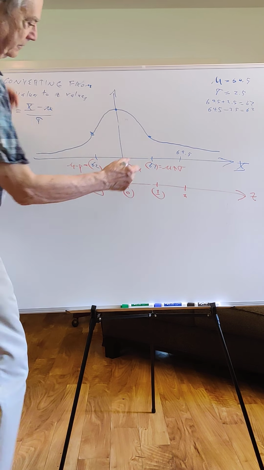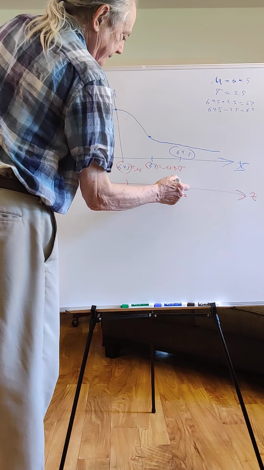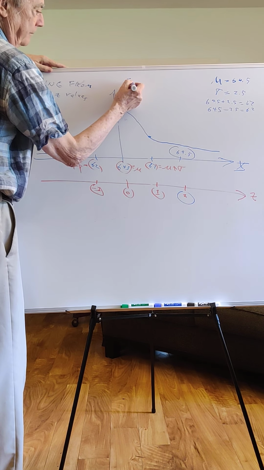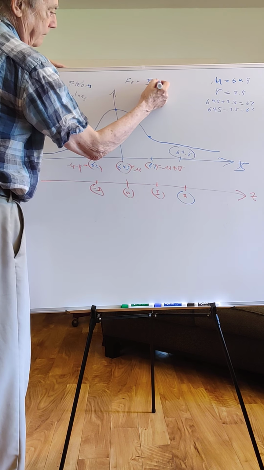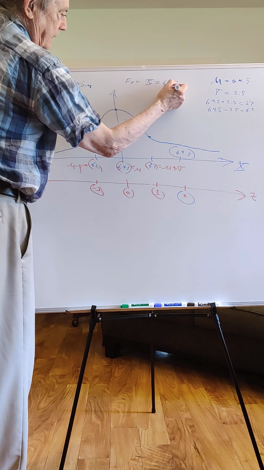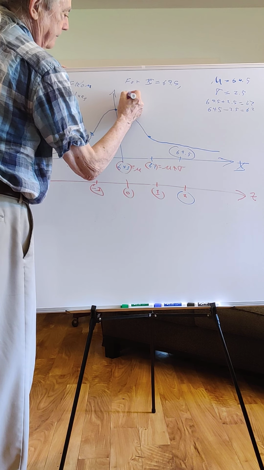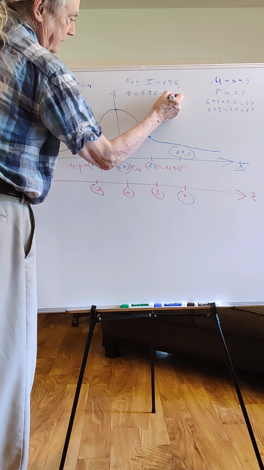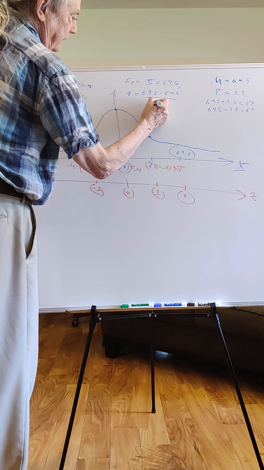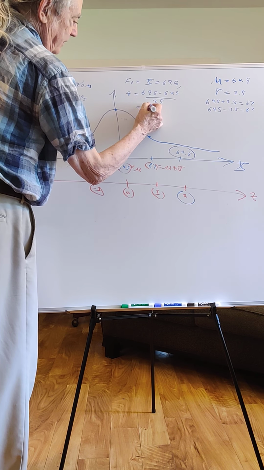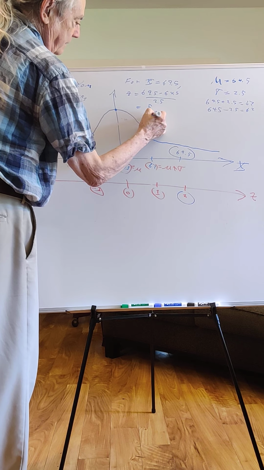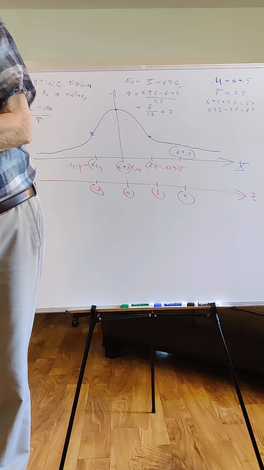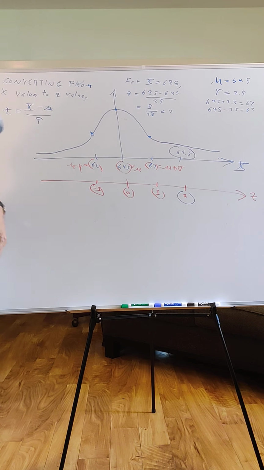So let's do one example. For 69.5, z would be 69.5 minus 64.5 over 2.5. So that's 5 over 2.5. It gives us the value 2. All right, let's look at a couple of problems now.